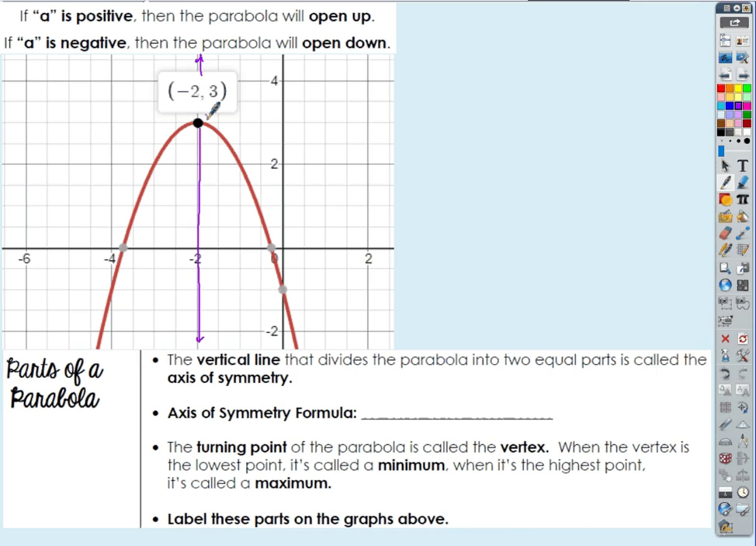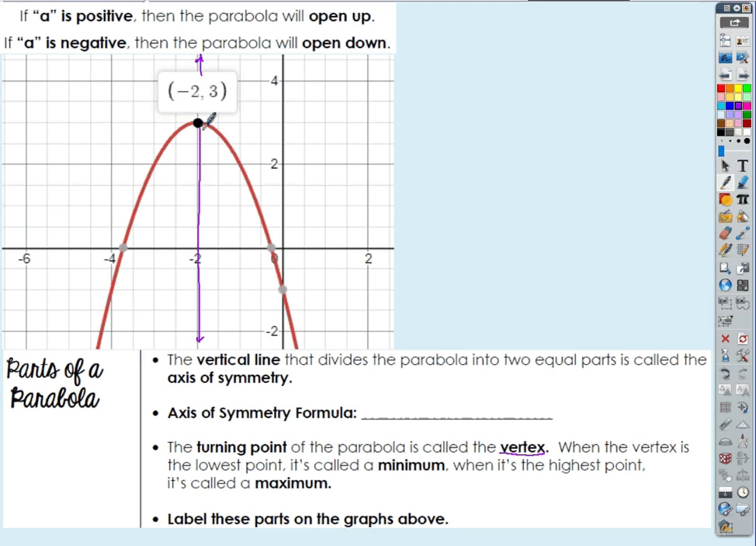It is a turning point, but more specifically, the word I'm looking for here is vertex, right? So the vertex of a parabola. Now that's not like a geometric vertex. A vertex in geometry was always a sharp corner, right? Well, when we talk about parabolas, we still want to use that word because it's a really important point.